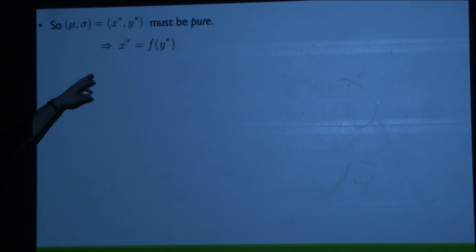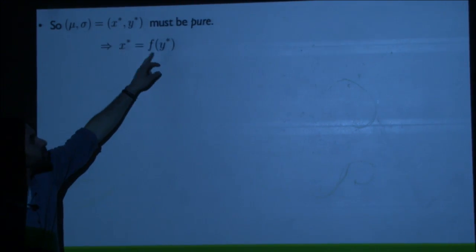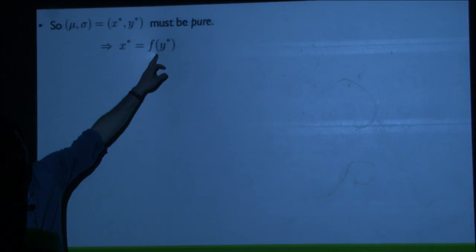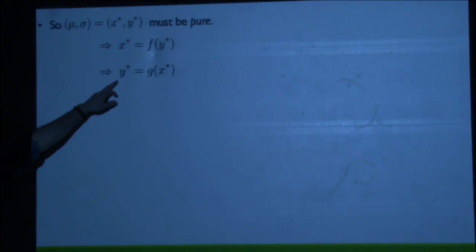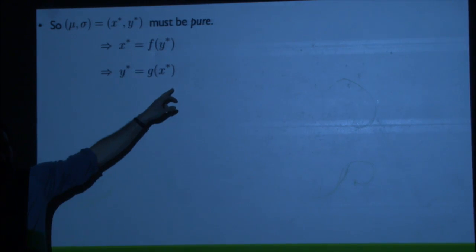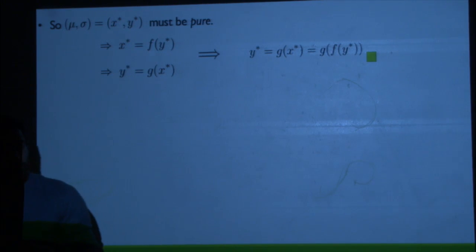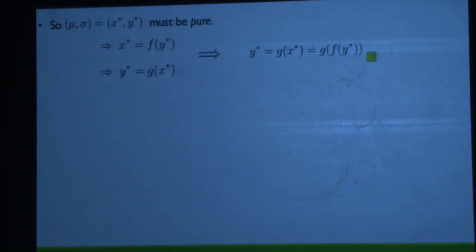So we just saw that x always has to be the expectation of Bob's value, but it's pure, so it's just f of y. And Bob has to play the expectation of g, but x is pure, so it's just g of x. Combining these two gives you that y star is an exact fixed point of the composed function.